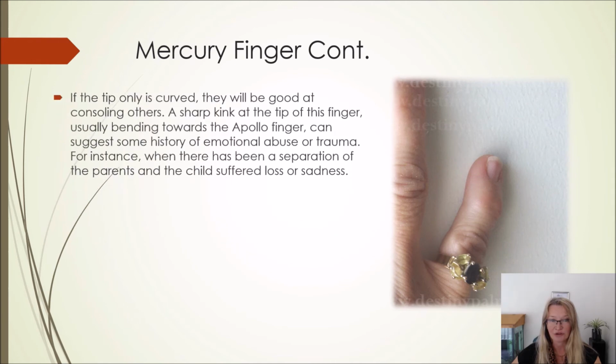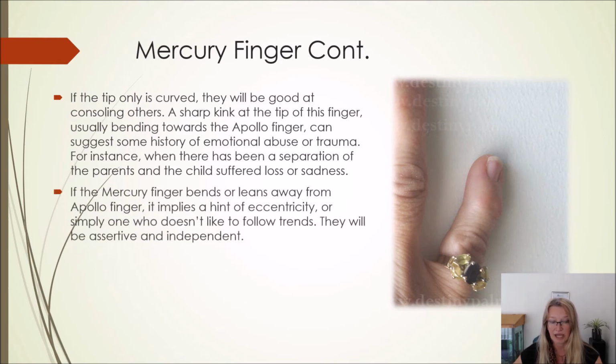Okay, on the Mercury finger, continued. If the tip only is curved, they will be good at consoling others. A sharp kink, though, usually bending towards the Apollo finger, can suggest some history of either emotional abuse or some kind of trauma. For instance, when there has been a separation of the parents and the child might have suffered loss or sadness. Usually that would happen before the age of, say, 11.